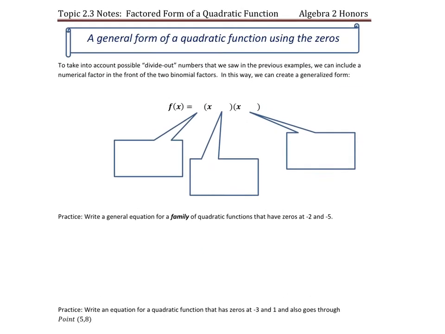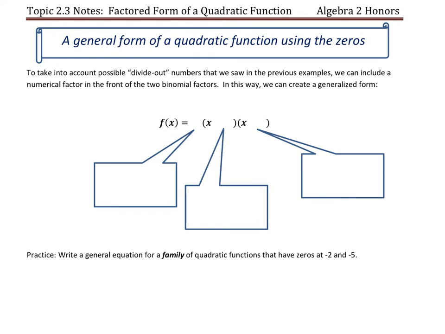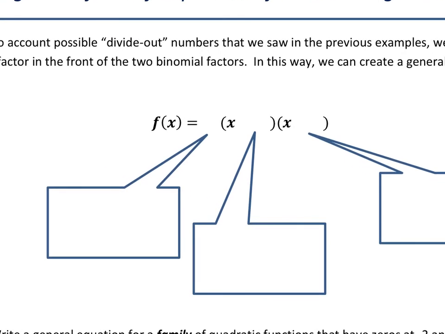But in our observations, we did see that the family did have something in common. They were all multiples, some kind of multiple, positive or negative, of the original most basic function that we could write with those zeros. So the way we can write that in a generalized sense is the following. We can put some kind of scale factor here in the front, which of course we always call a, and put a placeholder in here for our zeros. I'm going to use just two variables, p and q.